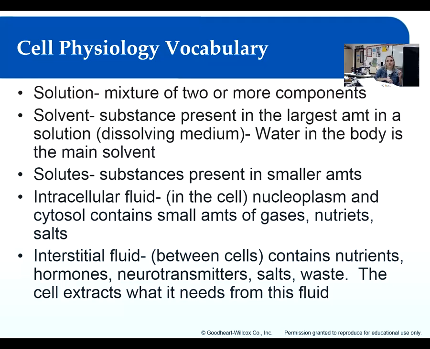Then we have intracellular fluid, like we talked about, ICF. This is in the cell, so it includes the nucleoplasm and then the cytosol. Nucleoplasm is the fluid within the nucleus, and cytosol is the fluid that's inside the cytoplasm. Remember we talked about the three main parts of the cell are your plasma membrane, your cytosol, and then the nucleus in the middle. Your cytosol is just the fluid inside the cell. It contains small amounts of gases, nutrients, and salts.